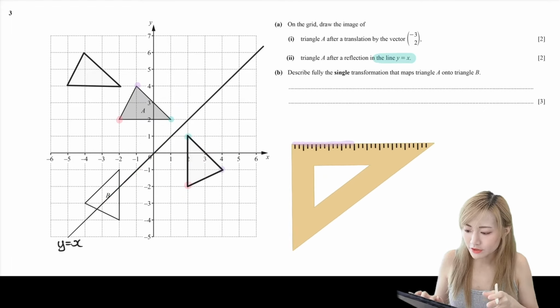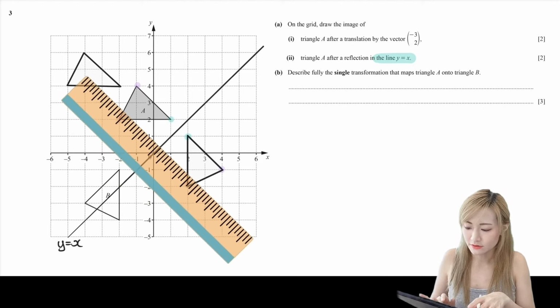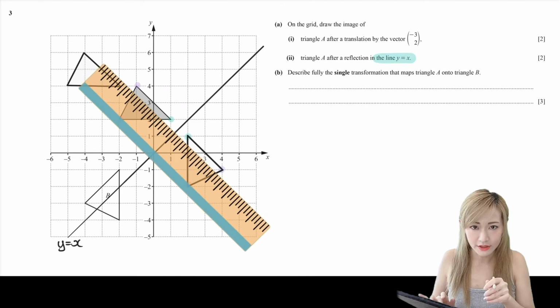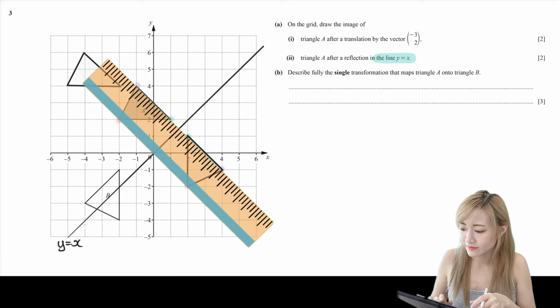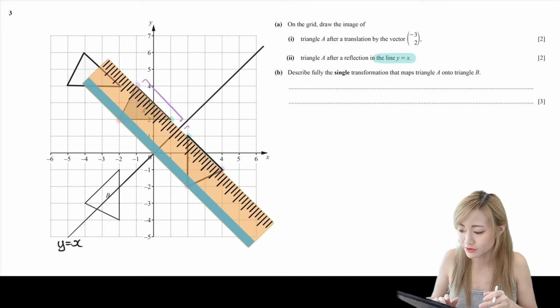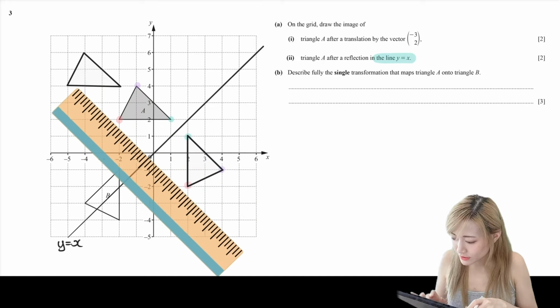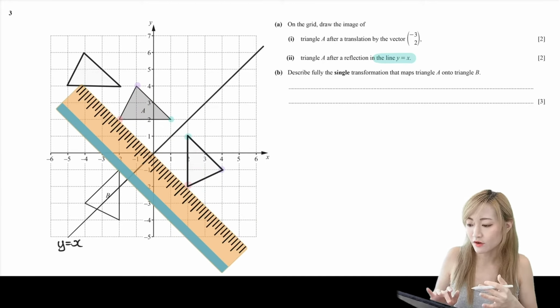Or you can use a transparent ruler and align it across the straight line, or the line of reflection. Align it so that one of the lines that measures on the ruler is on top of the line, and then do the same thing. So we need to make sure that the perpendicular distance from corresponding points on the two triangles is the same. And we can do this for the other one as well. So make sure that these 2 points are the same distance from the line of reflection.